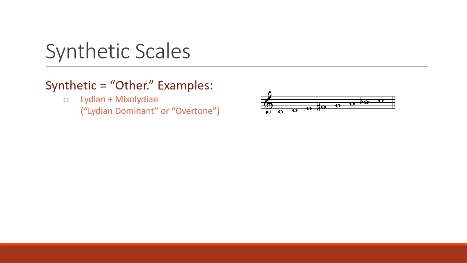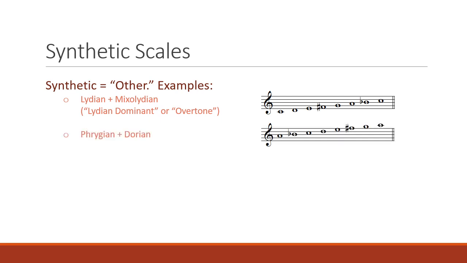This is sometimes called the Lydian dominant scale or the overtone scale. One interesting thing about it is when you look at every other note in this scale, you get two interlocking dominant seventh chords, C, E, G, B flat, and D, F sharp, A, C. Likewise, you can create a scale that's Phrygian on the bottom and Dorian on the top.